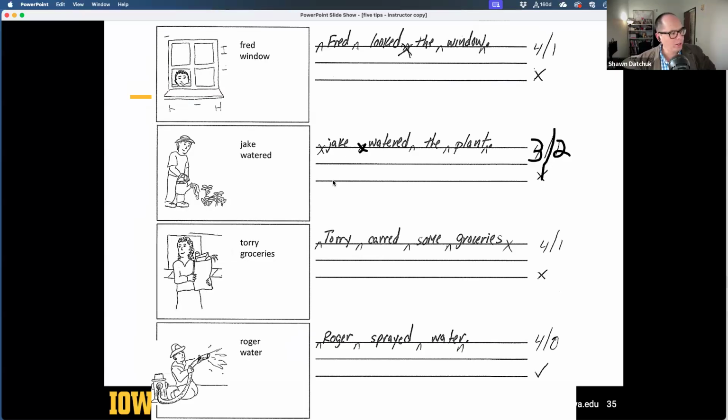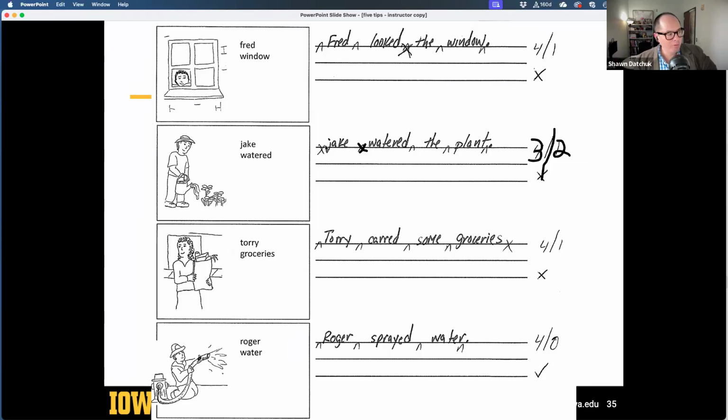And then in this instance, let's say a student wrote "Roger sprayed water," capital R. That makes sense. It follows rules of grammar and semantics, "sprayed water," and they also get a point here for the period. So that'd be 4. In this instance, "Jake watered the plant." Grammar and everything's looking good.